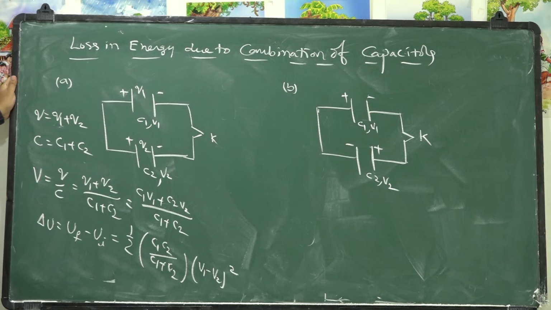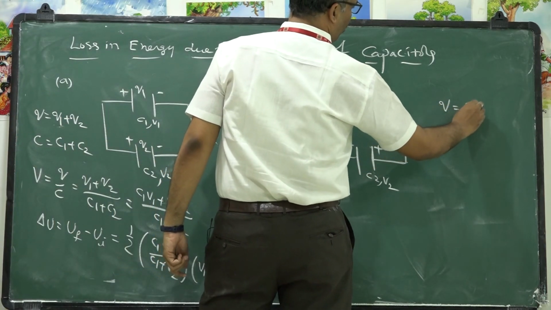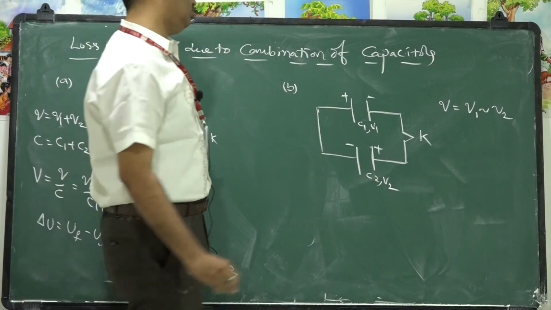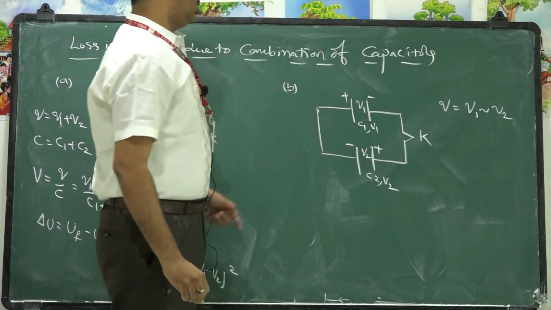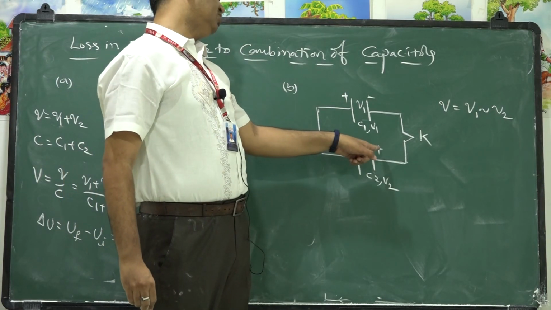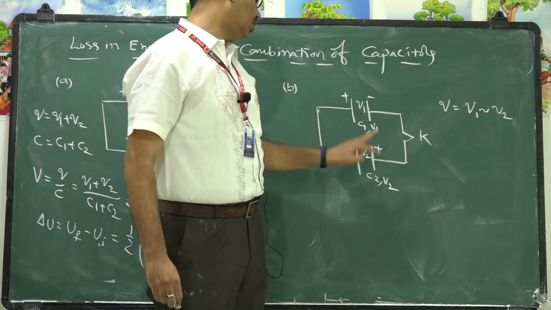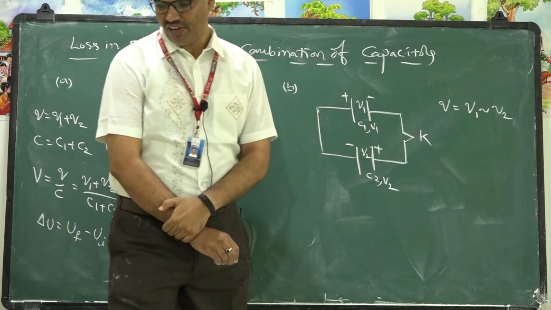In the second situation, what is the total charge? Here total charge is Q1 difference Q2. Why am I writing Q1 difference Q2? Here charge is Q1, here charge is Q2. Here Q2 is positive, Q1 is negative, so you can take Q1 minus Q2. Sometimes Q2 may be negative, Q1 may be positive. That's why I am writing difference.